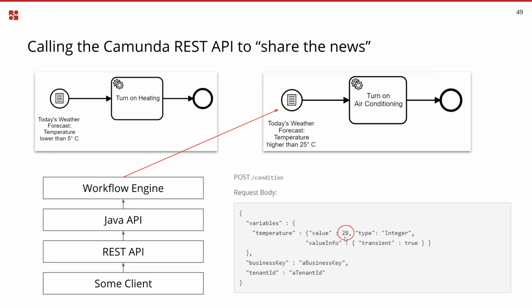So deal with it: if there are any processes that are interested in this fact, run them. If not, then simply forget about it. So in my example, Camunda would say, okay, 28 degrees Celsius today. Is there any process that is interested in this fact? Oh yes, in fact, there is one. This one here. So now I'm going to run this process.